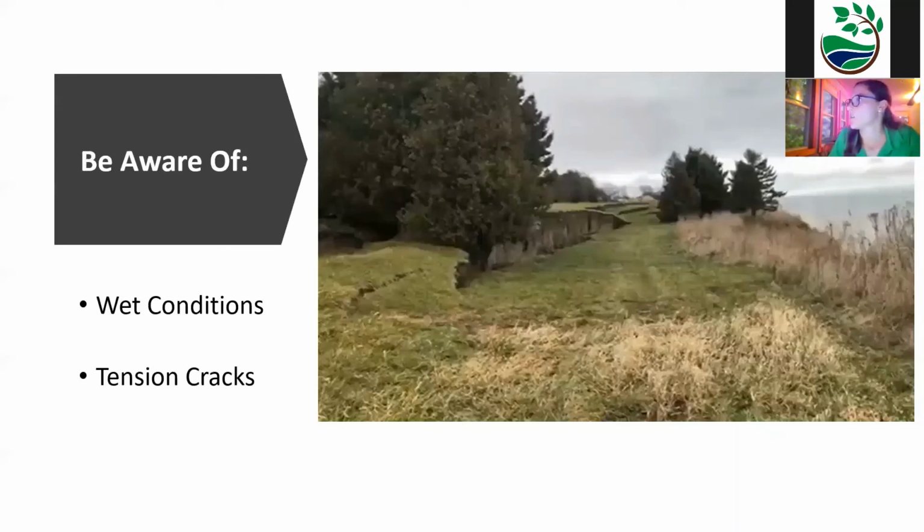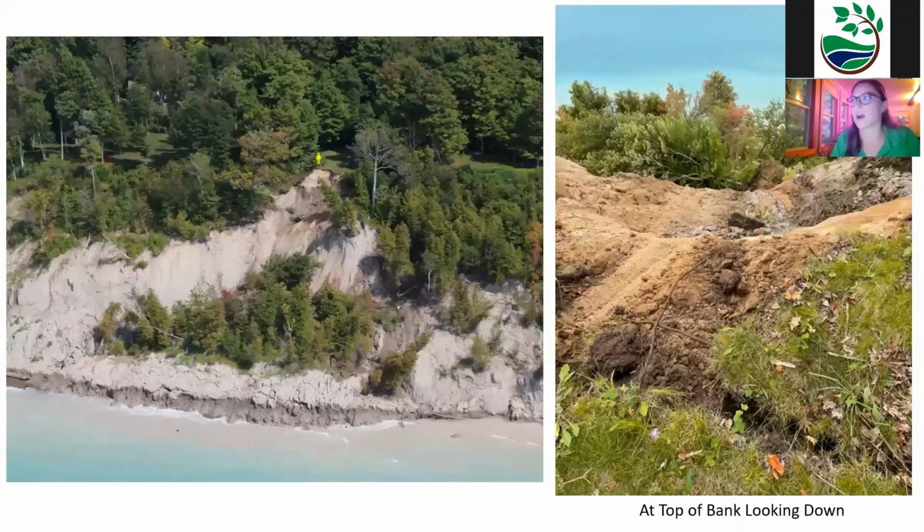And so here is an example of just another tension crack that has happened recently with the failure this July. So here is the little yellow person at the top of the bluff, and they were taking the photo on the right looking down. So in the photo on the right, you can see the tension crack right at the edge of the bluff, and it looks relatively small, but you can see that that whole area from the crack all the way to the edge of the bank had slid into the lake.